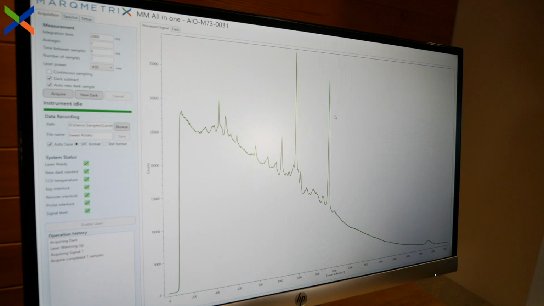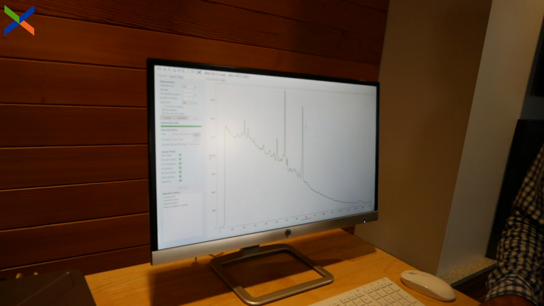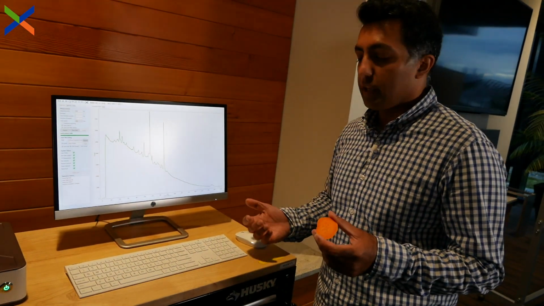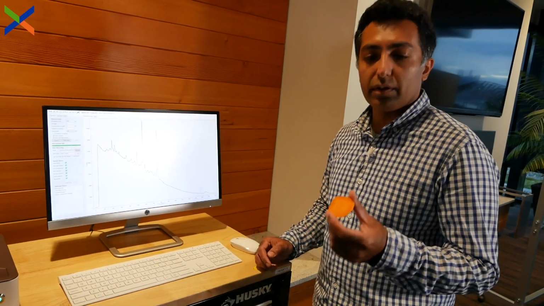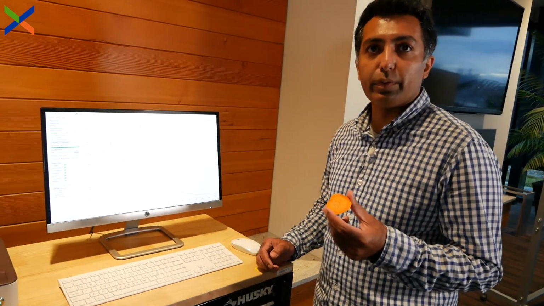From the information that you see here, from the Raman spectrum of the sweet potato, you can see these two peaks belong to carotene and are usually used to identify the nutritional content of the sweet potato. These other peaks belong to different sugars in the sweet potato, and it can be used for quality assurance or determining the nutritional content and the freshness of the sweet potato.